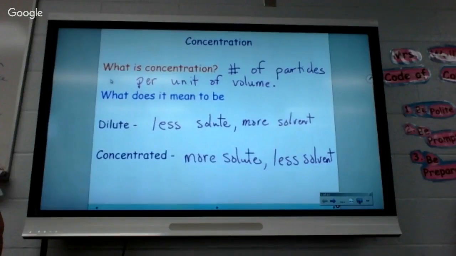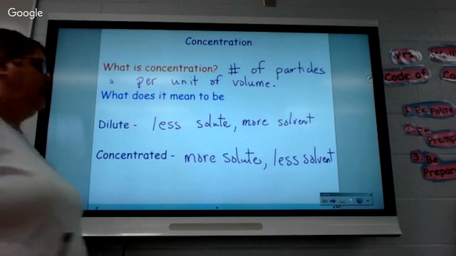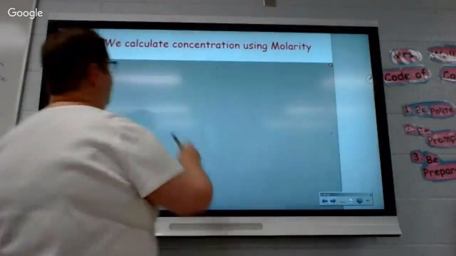Now, we are going to talk about the two formulas that you have to be able to use. They're both very easy to use. Does everybody have what they need? Tell me when you got it. Okay. Now, the first one is the molarity formula.